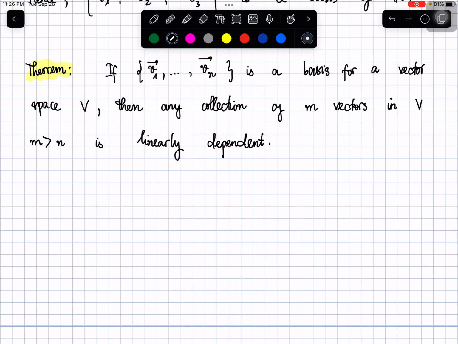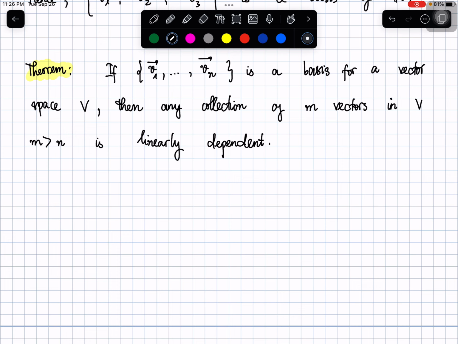So we prove the following theorem. If v1 to vn is a basis for a vector space V, then any collection of m vectors in V, where m is greater than n, is linearly dependent. So here we have n vectors in the basis, and we have a collection of m other vectors, or maybe these vectors plus some other vectors, so that we have m vectors. So any set of m vectors must be linearly dependent.